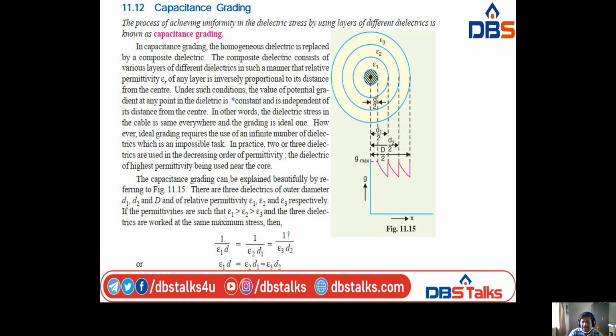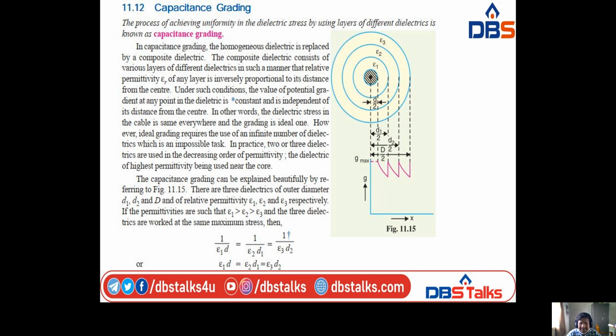The composite dielectric consists of various layers of dielectrics in such a manner that the relative permittivity epsilon r is inversely proportional to the distance from the center. Under such conditions, the value of potential gradient at any point in the dielectric is constant and independent of distance. In other words, dielectric stress in a cable is the same everywhere and the grading is the ideal one.